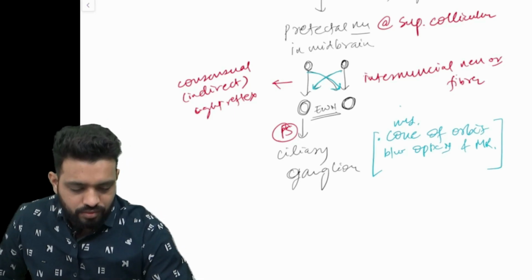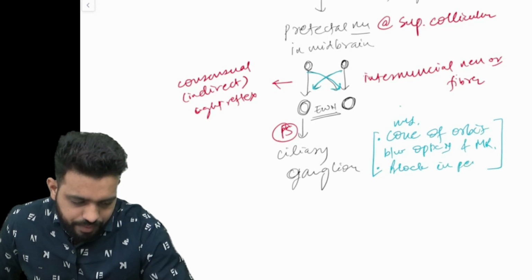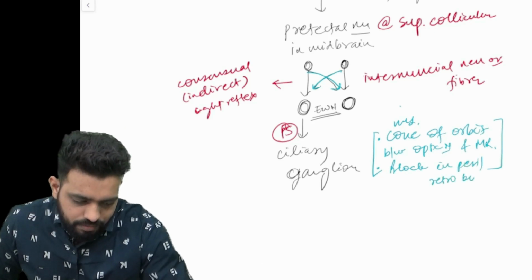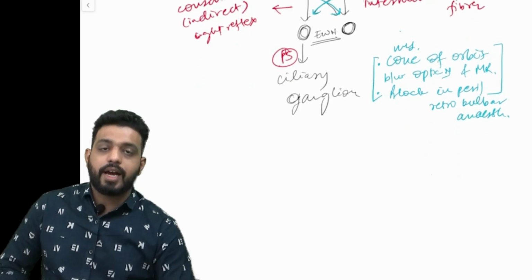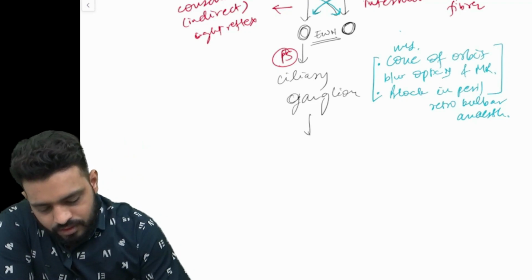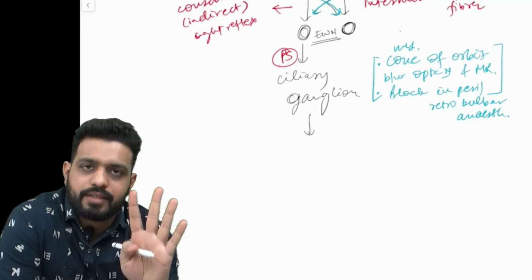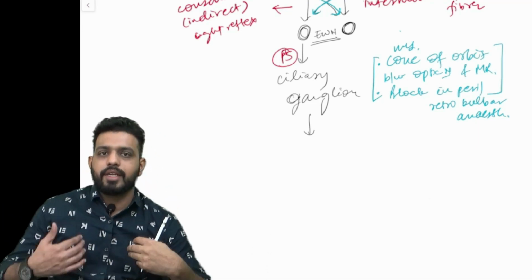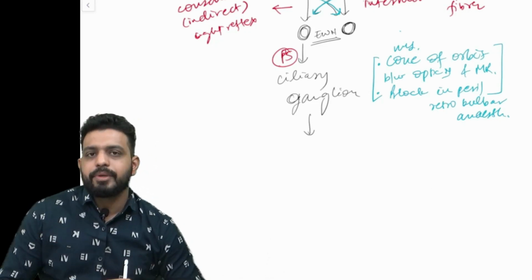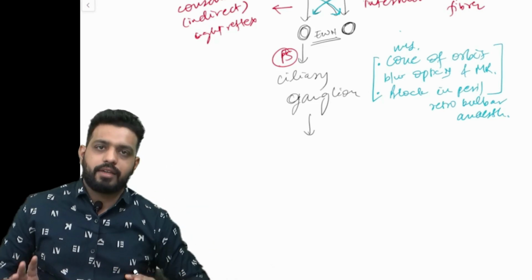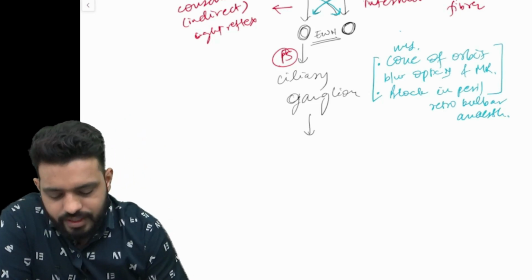This is the ganglion which we will block in peribulbar or retrobulbar anesthesia. Remember, very important, high yield points. Now, from ciliary ganglion, what happens at the ciliary ganglion? Remember, in the entire parasympathetic system in our body, the ganglia are present near the target organs. For sympathetic system, the ganglia are present near the spinal cord. This is a rule for the entire body. So this is a parasympathetic ganglion for the eye.